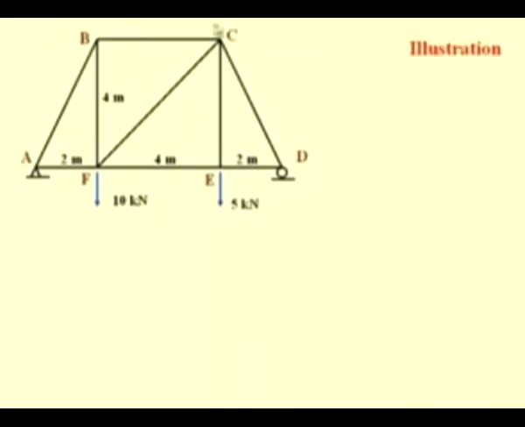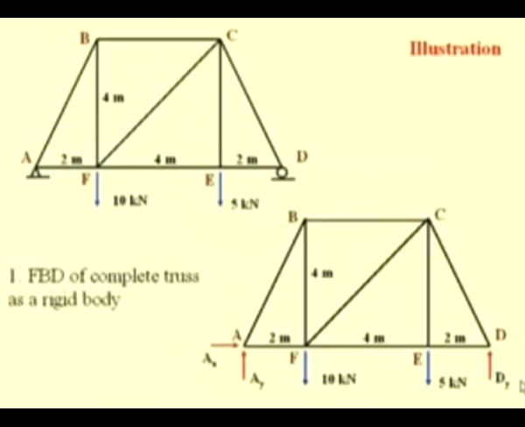In this problem, we can also consider this section because it is also possible to determine this reaction DY. So, we can consider either the portion containing ABF or the portion containing CDE. So, in order to proceed, first let us find the reactions, that is at A and D, from the free body diagram of the complete truss.